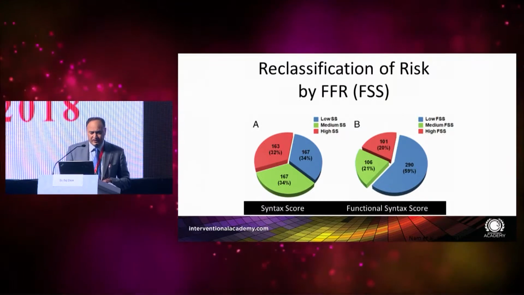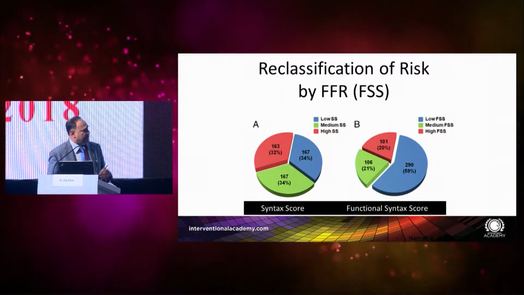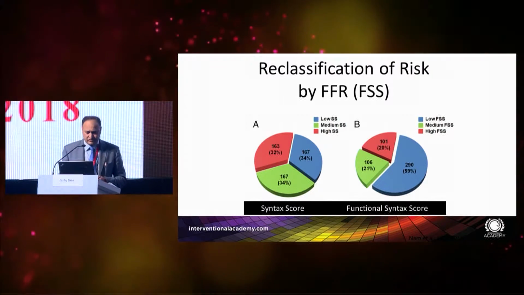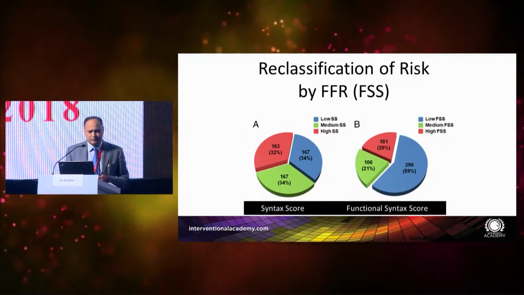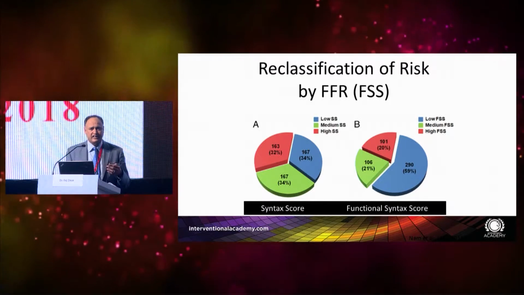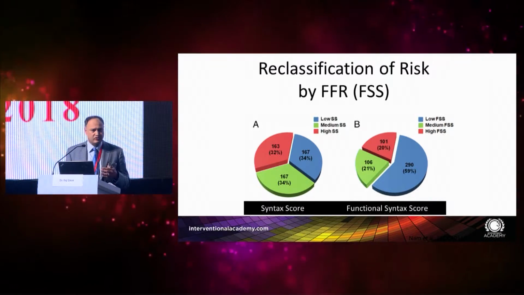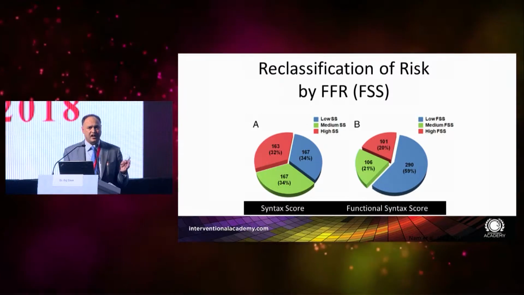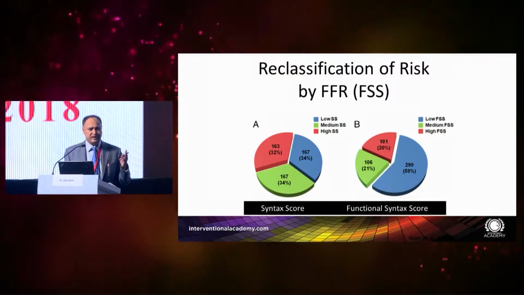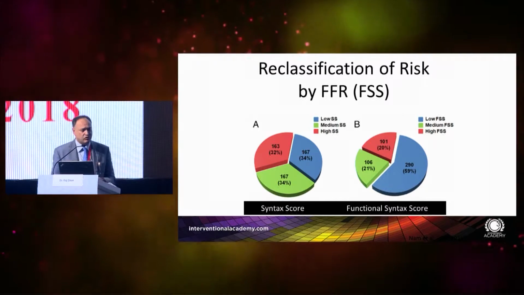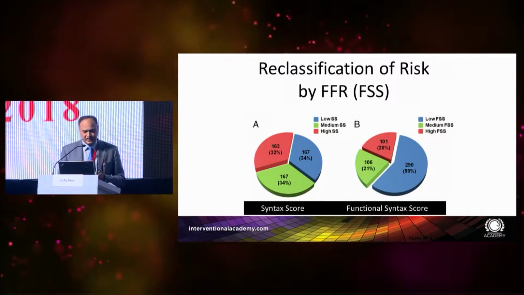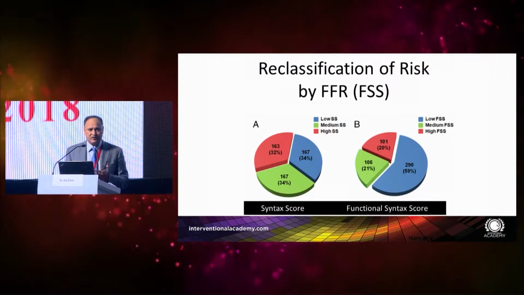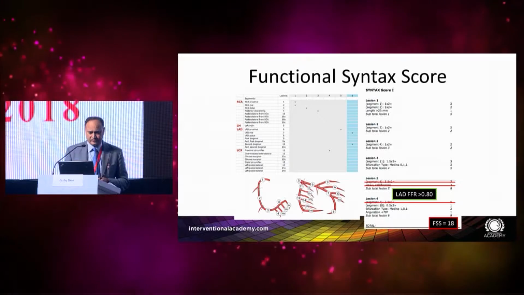Here is a reclassification of the SYNTAX score by adding physiological information. On the left, you see patients with a low SYNTAX score, a high SYNTAX score, and a moderate SYNTAX score. And when you add physiological information, you see a large number of patients moved from a moderate or severe SYNTAX score to a low SYNTAX score. So we reclassified a patient with severe 3-vessel disease to now a 2-vessel or a 1-vessel disease.